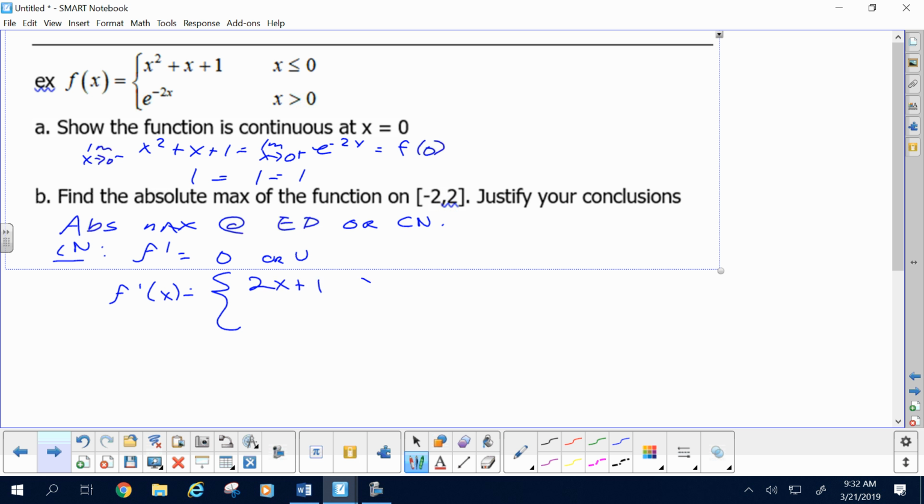2x plus 1 for x less than or equal to 0. I'm not so sure because there might be a sharp turn there. The derivative might not exist at 0, right? What does the slope want to be as we leave off there? What's that slope going to be at 0?